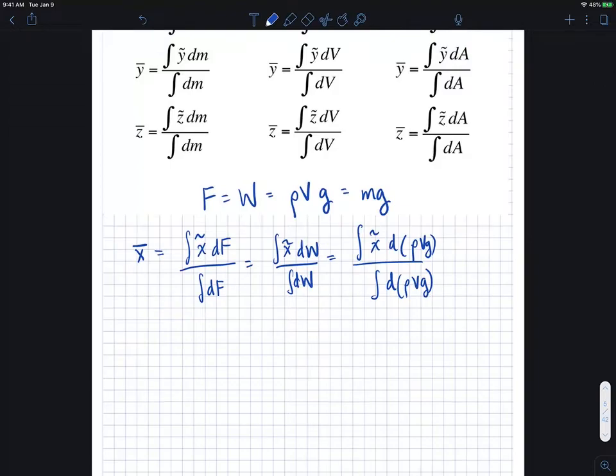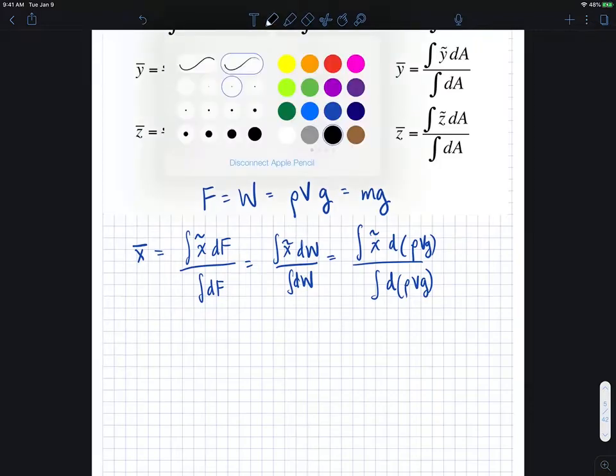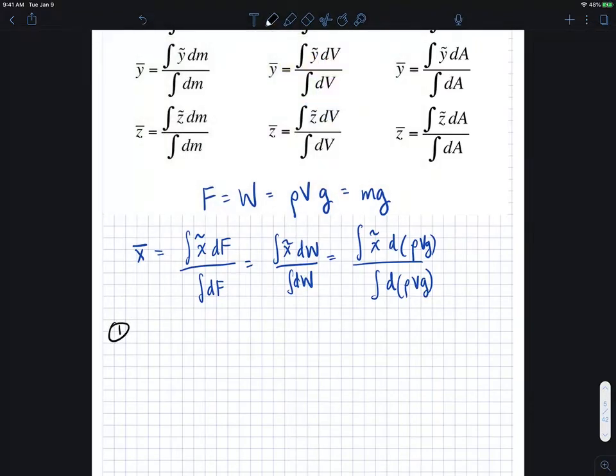So what assumptions do we make? If we assume gravity is constant, which we will, since we're here on Earth at roughly the same elevation, then we're going to make a couple of assumptions. The first one is: assume g is constant.